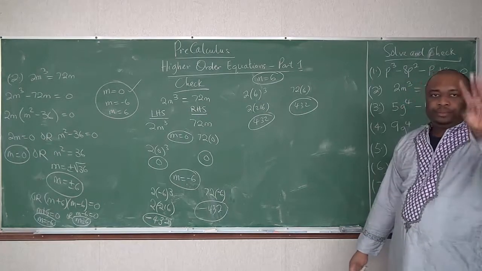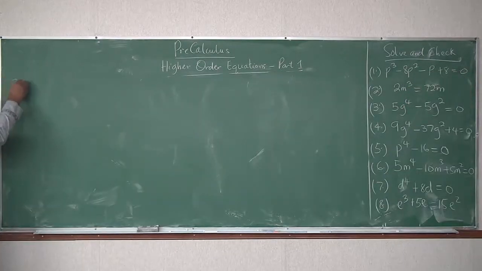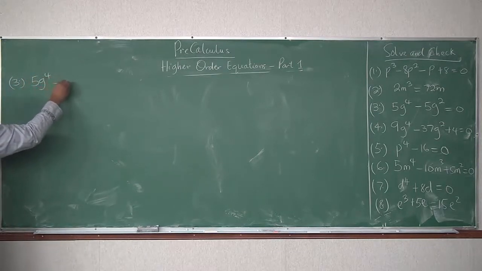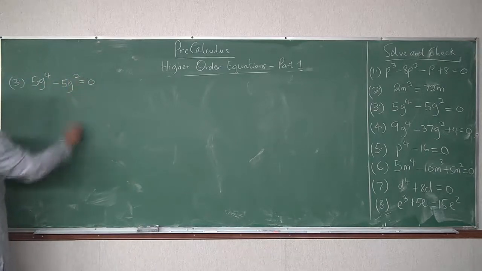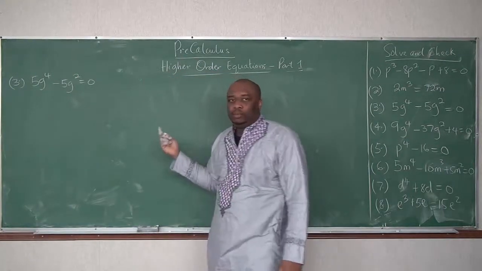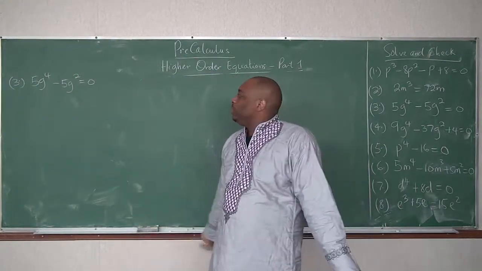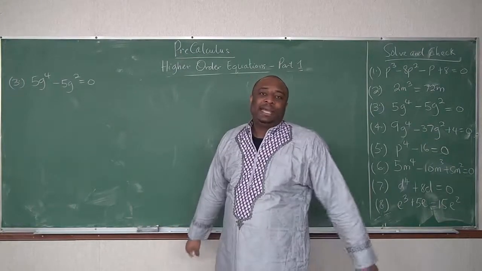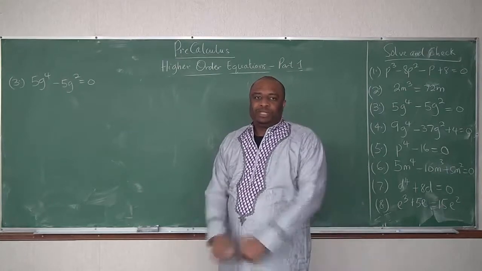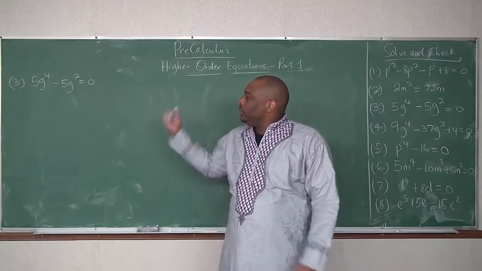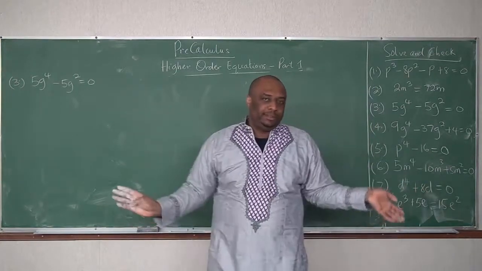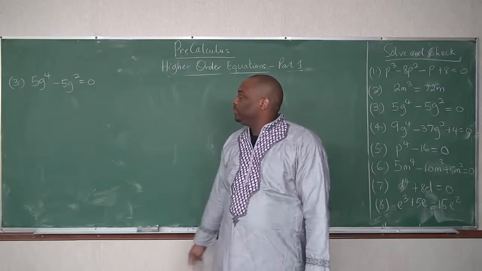Let's do question 3. Question 3: 5g to the 4th minus 5g squared equal to 0. What kind of equation is this? This is a quartic equation, but it is an incomplete quartic equation. So how do we solve this? It is set to be equal to 0, so that's very good.